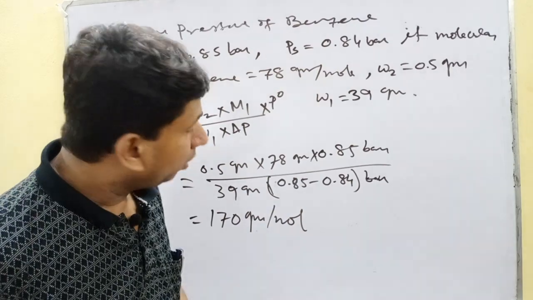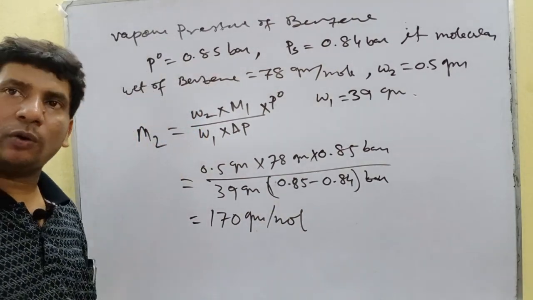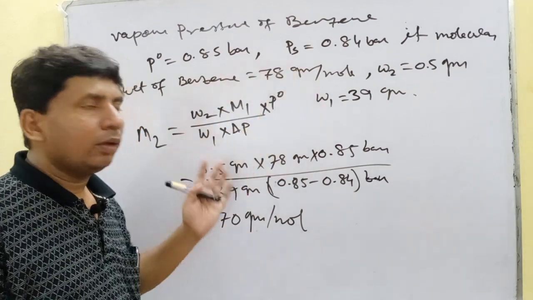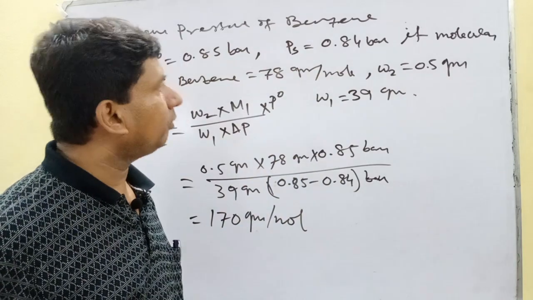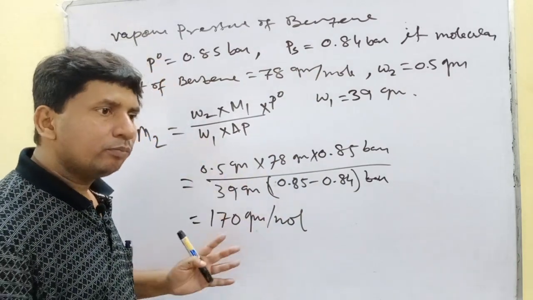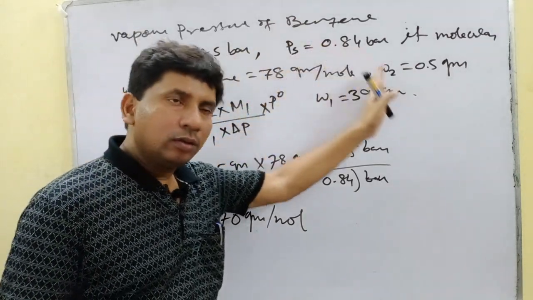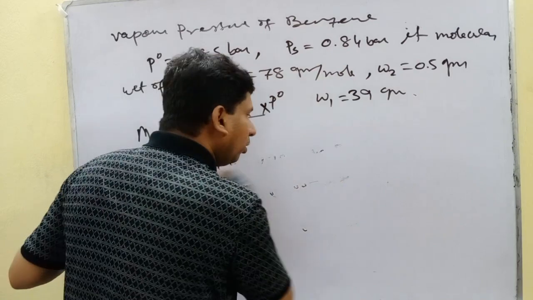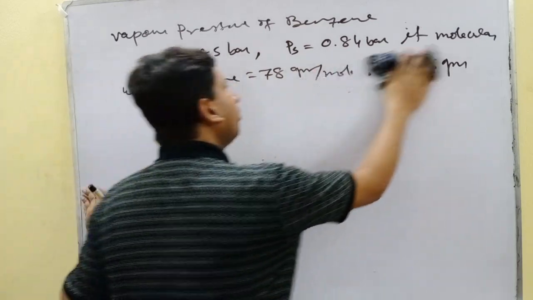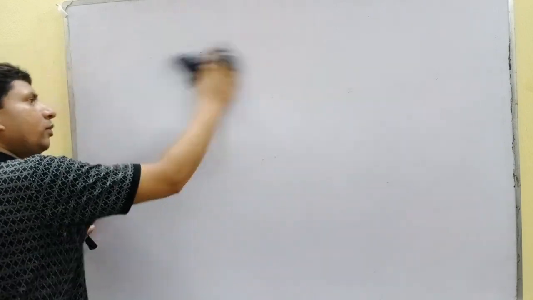So this is the numerical problem. How can we calculate the molecular weight if W2 gram of solute is dissolved in W1 gram of solvent, if the vapor pressure of the pure solvent is this and of the solution is this? In this way we can calculate the molecular mass of any solute in solution.